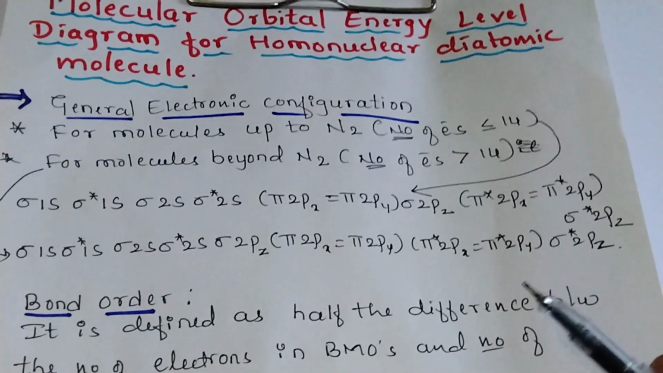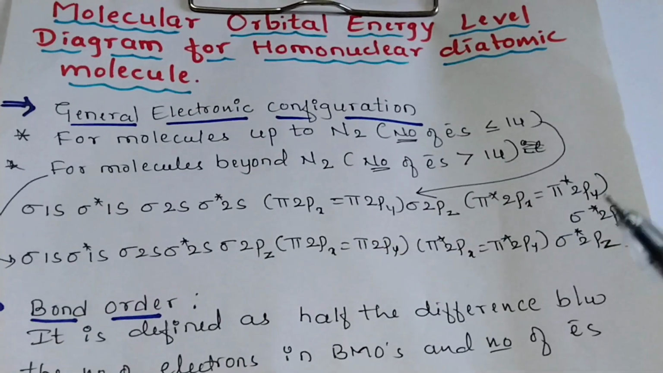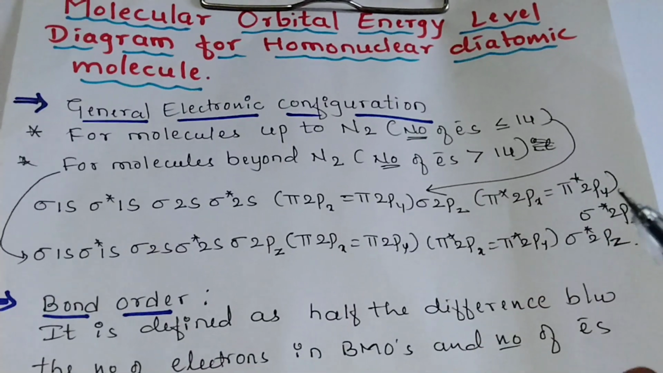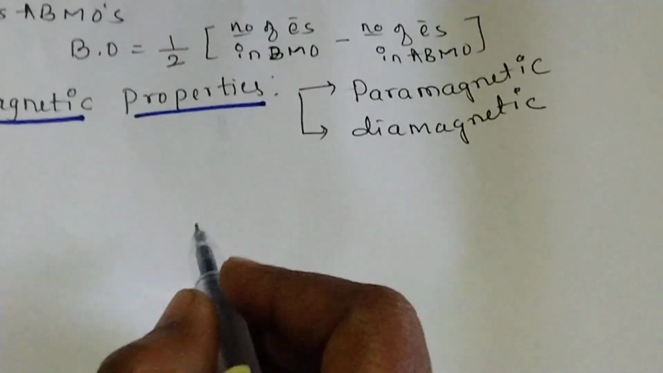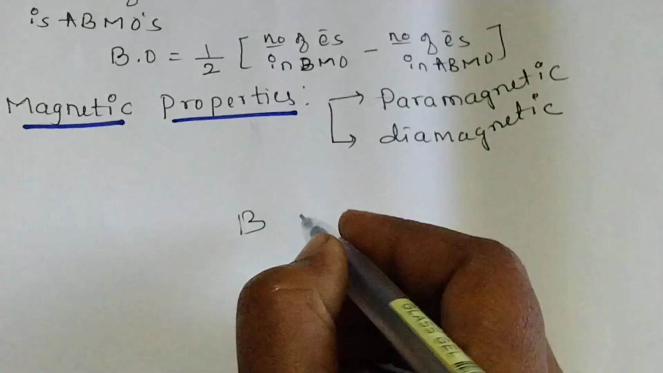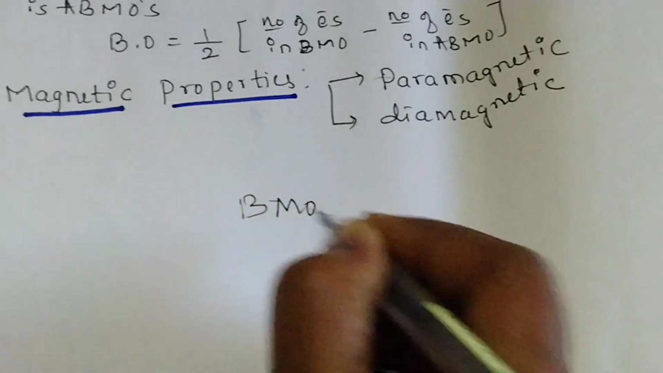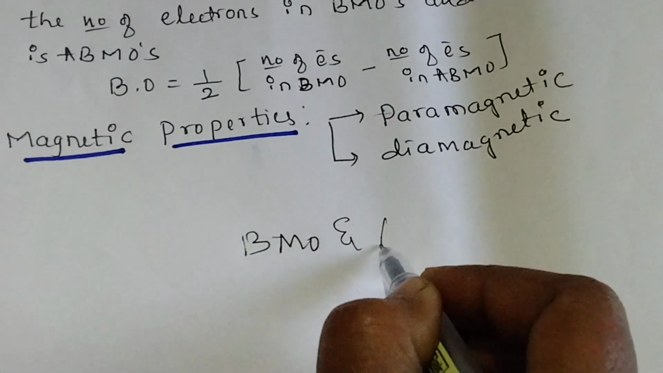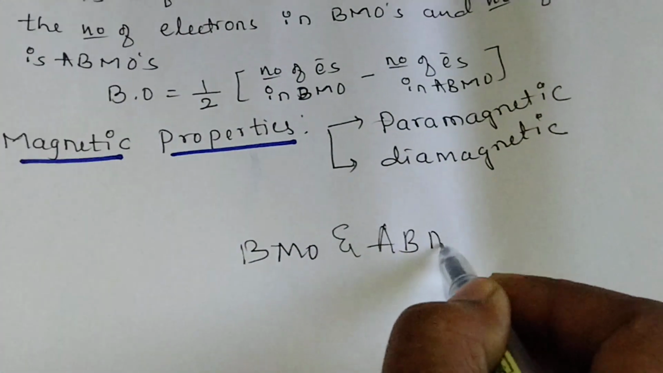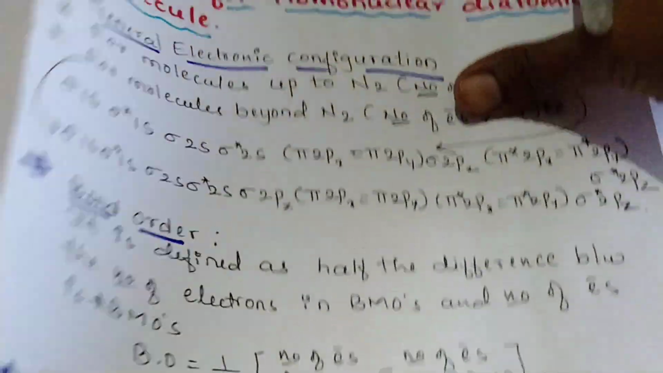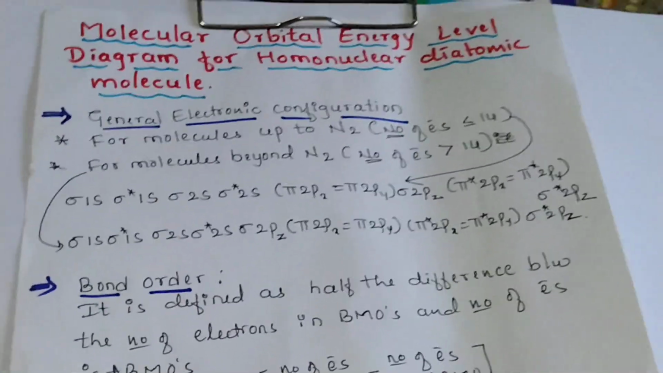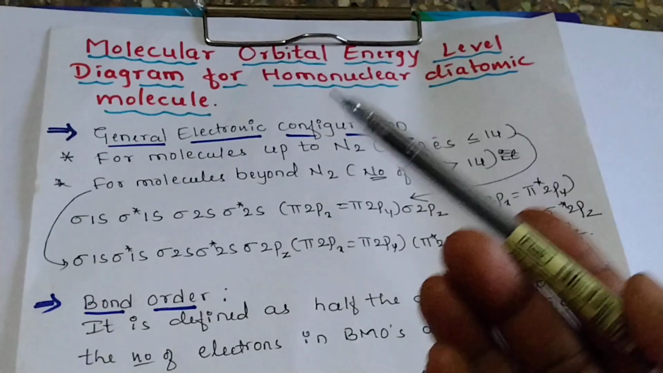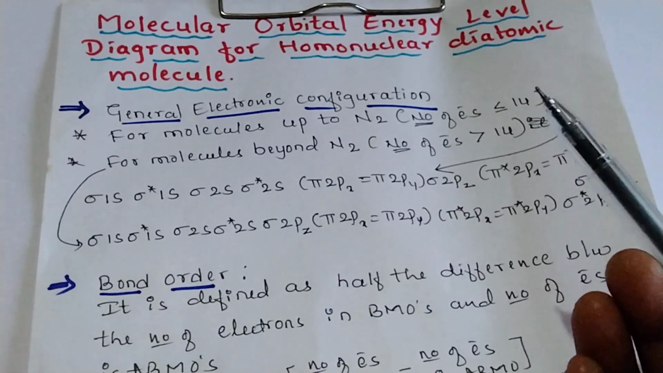According to MOT, when the two atomic orbitals overlap completely, two molecular orbitals are formed. One is a bonding molecular orbital and the other is an anti-bonding molecular orbital. So here, in accordance with molecular orbital theory, we have to discuss the molecular orbital energy level diagram for a homonuclear diatomic molecule.